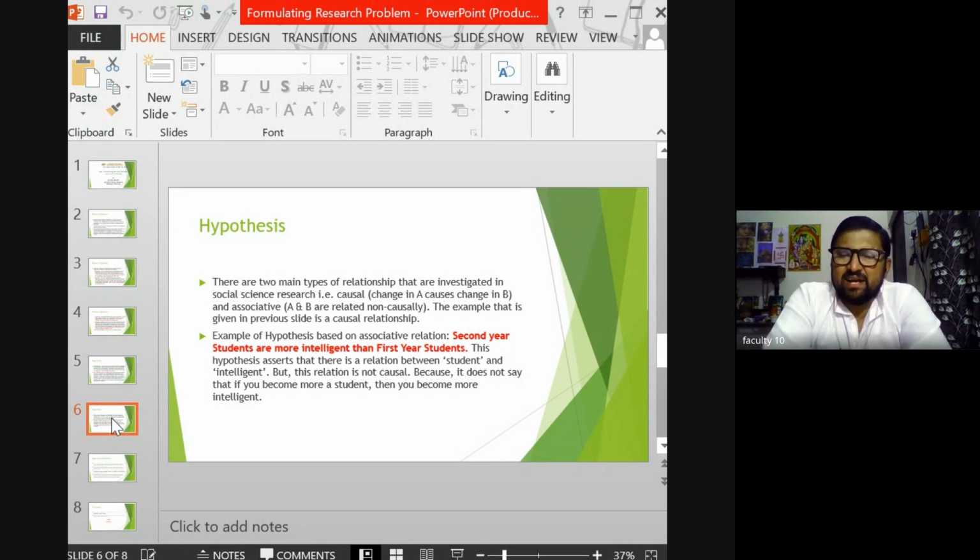If it were a fact, then why can the first year students not be intelligent? They can be intelligent because they are also students. If second year students can become intelligent, so also first year students can become intelligent. So that's why from this hypothesis, one cannot say that if you become more a student, then you become more intelligent. You can find there is an associative relation between these variables.